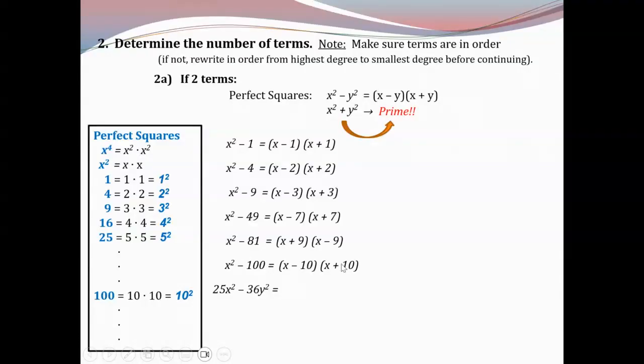How about this one here? 25x squared minus 36y squared. We know that 25 is a perfect square because 5 times 5 will give me 25. And we know that x squared is also a perfect square. And also 36 is a perfect square because 6 times 6 will give me 36. So here, this will give us 5x minus 6y and 5x plus 6y. How about x squared plus 36? This is tricky, guys, because remember, if it's plus, it means it cannot be factored. So the answer is prime.